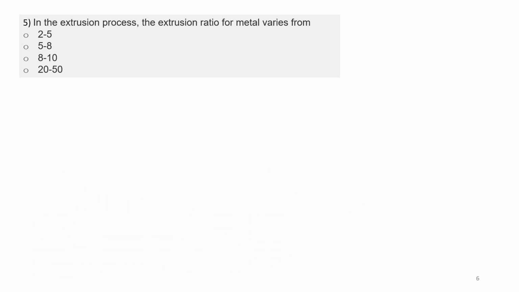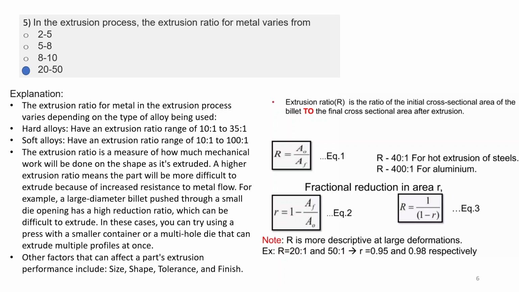Next was extrusion process. Extrusion ratio for metal varies from, so answer will be 20 to 50. It depends on the material that you are using, and the higher extrusion ratio will be for softer alloys. So it will be the initial area divided by final area. The final area will of course be smaller compared to initial cross section area, so it will be a positive number.